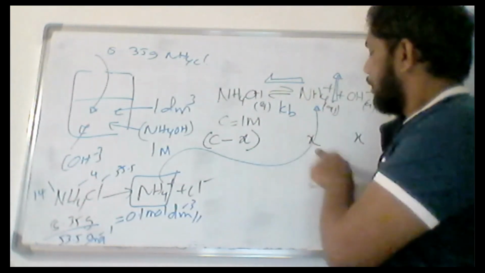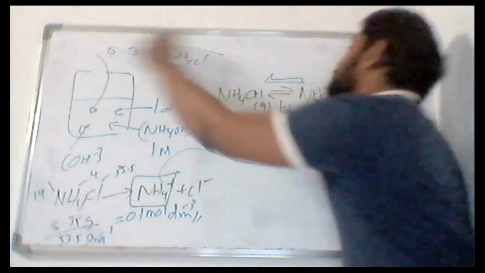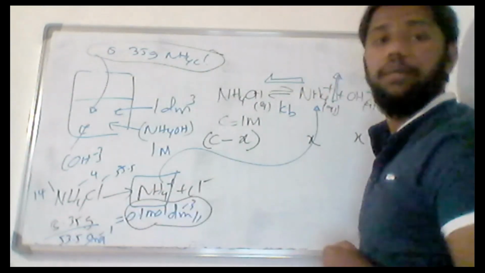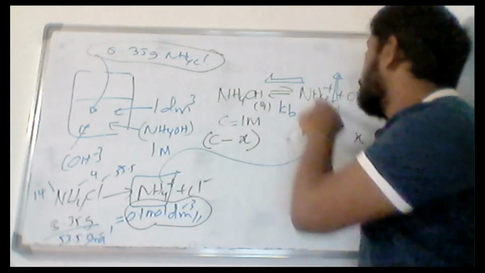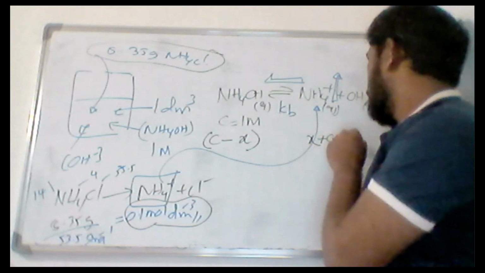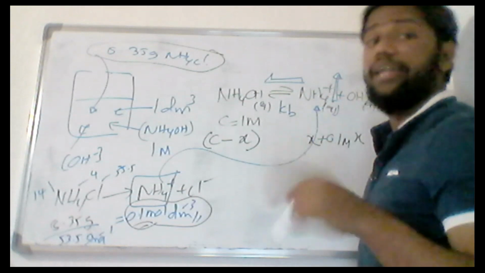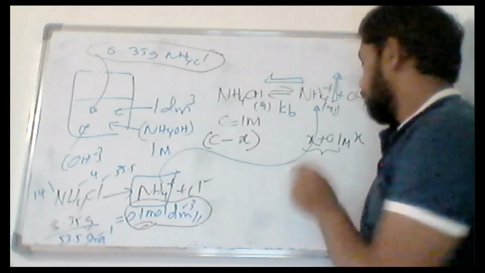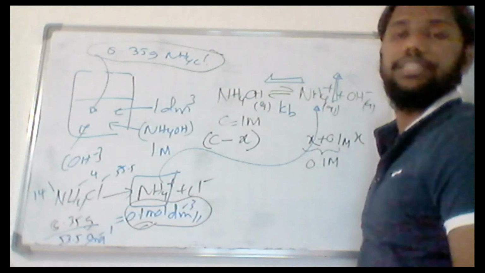But this should not be alone X, because we have added a little bit of ammonium chloride, and it will give this amount of concentration in the solution. That is the common ion. So when you put the concentration of NH4 plus, it should be X plus 0.1 m. And still X is a little bit smaller, which means this X plus 0.1 you can write down as 0.1 m, because dissociation X is very small.